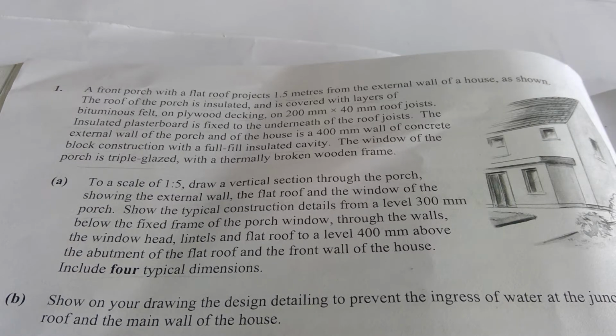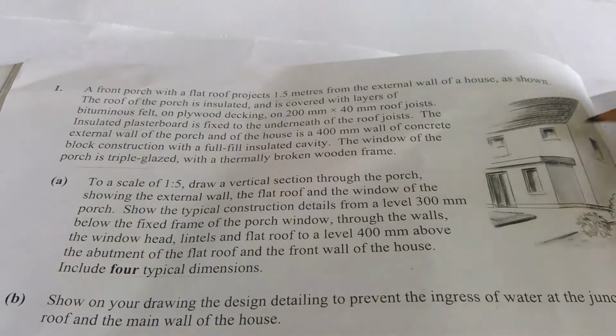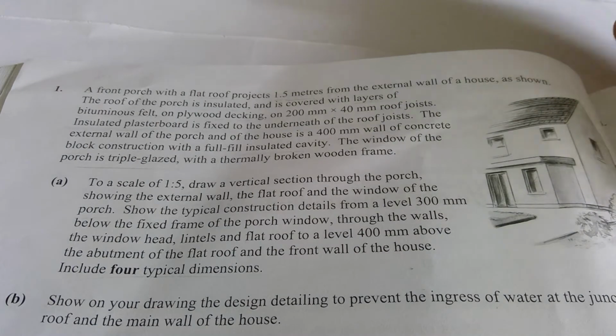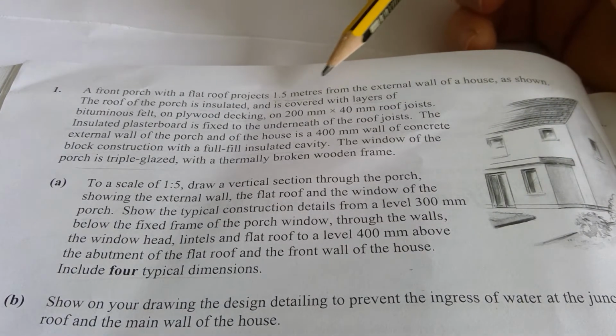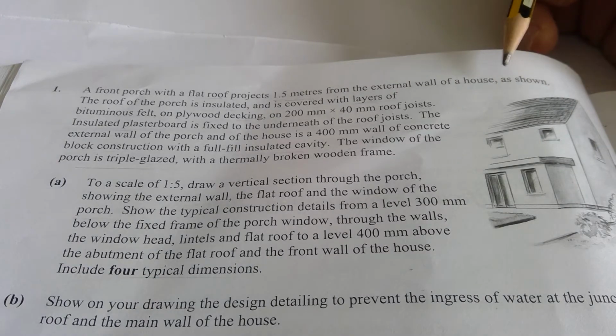Okay, 2016 higher level question 1. Even from looking at the sketch, we can see it's going to be a flat roof. Let's read the question and find the important words. A front porch with a flat roof projects 1.5 meters from the external wall of a house as shown.